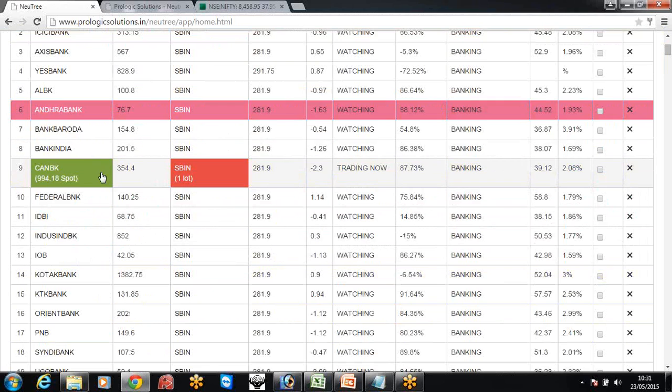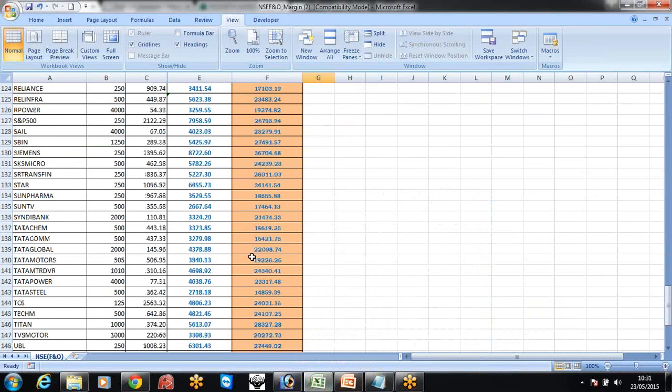So this is a particular trade which is currently running, Canara Bank and SBI. Now Canara Bank we will have to buy, and SBI we will have to sell. Now we will not be able to short the cash market. So that is the reason why all your sell calls will be in one lot. Let's say SBI one lot, what will it cost me? SBI one lot will cost me 27,490 rupees.